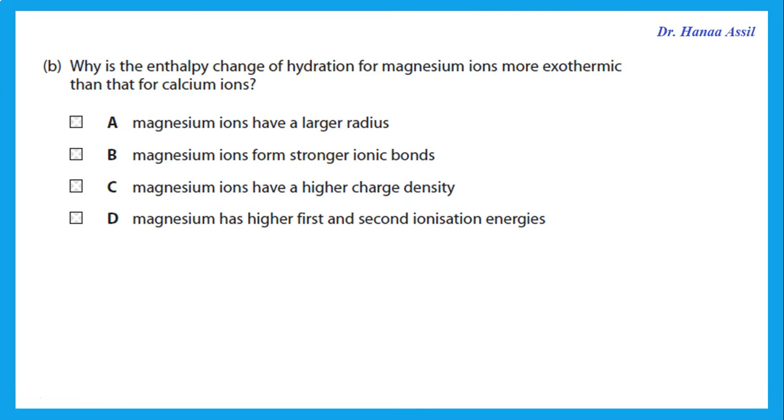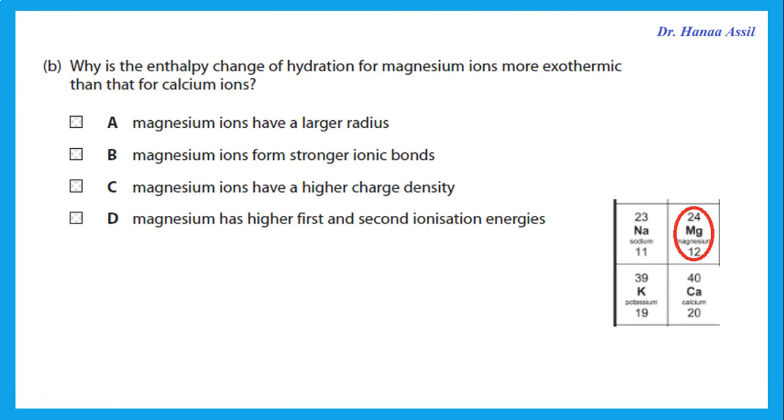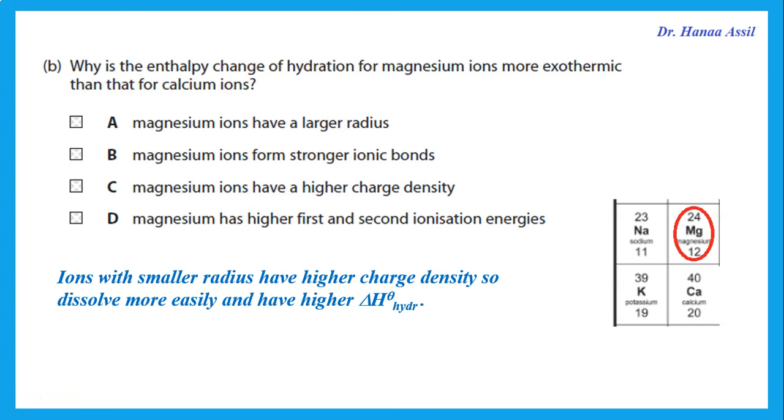Why is the enthalpy change of hydration for magnesium ions more exothermic than that for calcium? So why is delta H of hydration for the magnesium ions a higher value than calcium? Remember, magnesium with respect to calcium. The magnesium ions have smaller radius, so this means they have higher charge density, and something that has higher charge density would dissolve more easily and have a higher delta H of hydration.